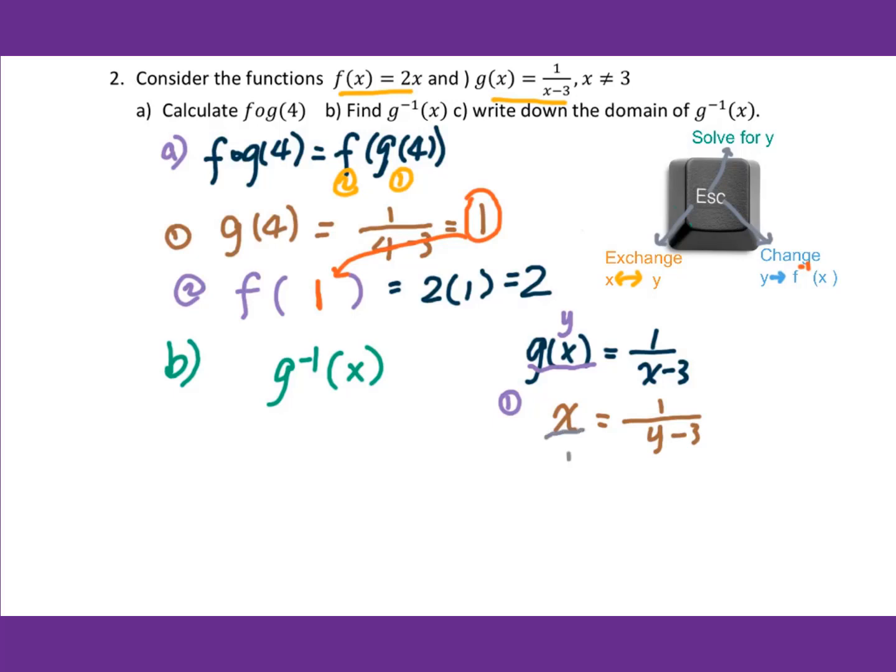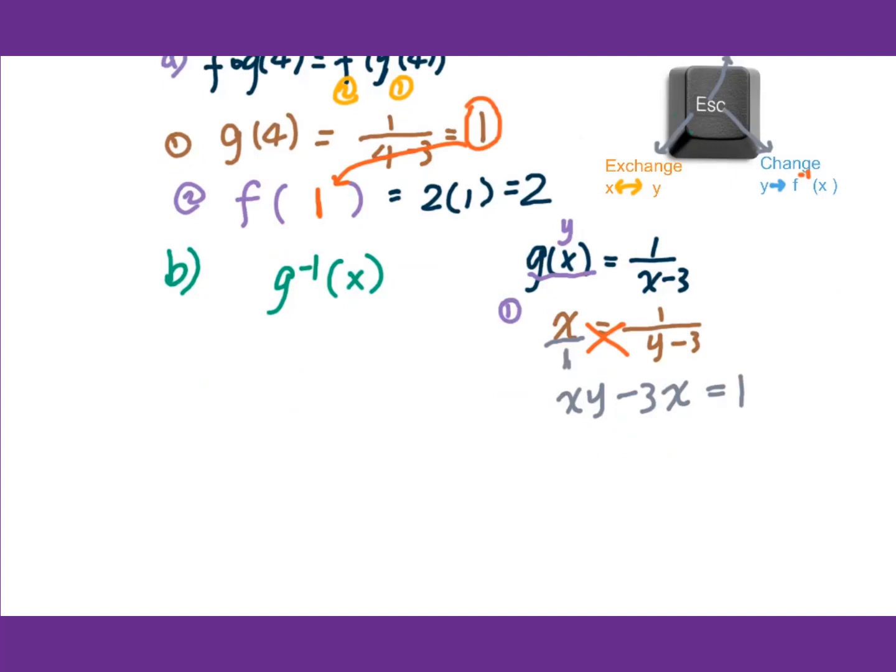Then I cross multiply to get rid of this denominator. We get x times y, that's xy, x times negative 3, minus 3x, equals 1 times 1, equals 1. Remember, the second step is solve for y. So y is the only variable, we isolate y on one side. Therefore, I add 3x to both sides. I get xy equals 1 plus 3x. Then we divide both sides by x. Reduce, we get y equals 1 plus 3x over x.